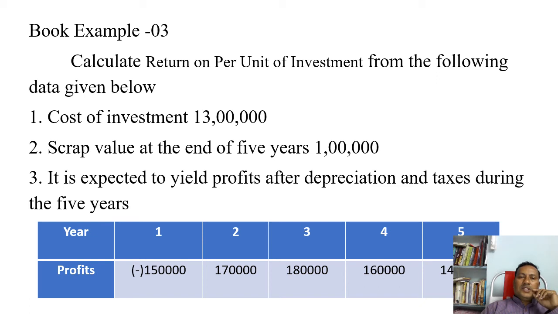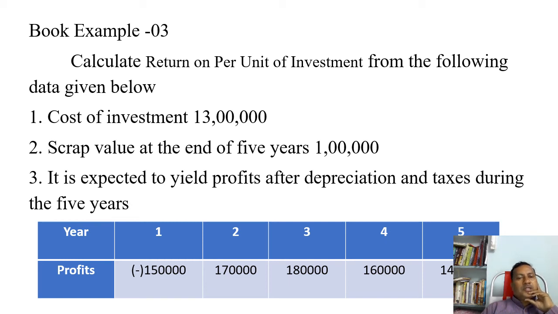So example number 3. Students, you are advised to solve this problem. Calculate return on per unit of investment from the following data given below. Cost of investment 13 lakh, scrap value 1 lakh, and it is expected to yield the profit after depreciation and taxes during the 5 years. Here the loss is given in the first year 1,50,000, then 1,70,000, 1,80,000, 1,60,000, 1,40,000. The only difference here is that 4 years' profits are given and 1 year's loss is given.